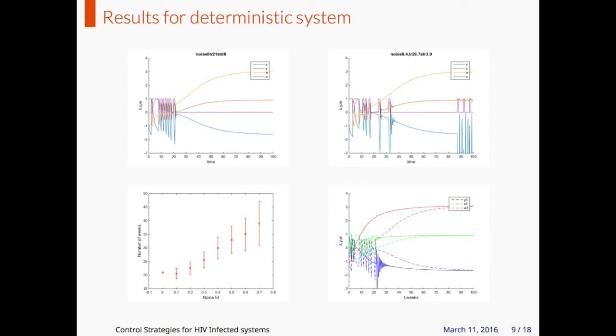In order to investigate how robust our model is, we introduce noise in the weekly measured parameters. With noise, treatment can be resumed even when the system is close to the desired steady state, as you can see in the top right figure. With bigger noise, the length of treatment period increases, as you can see in the bottom left figure.